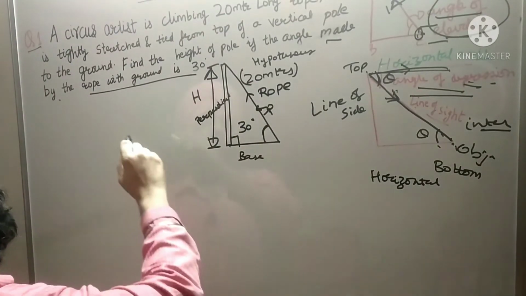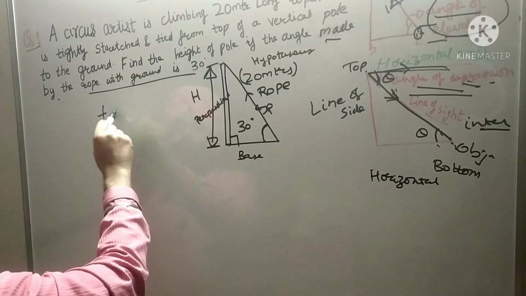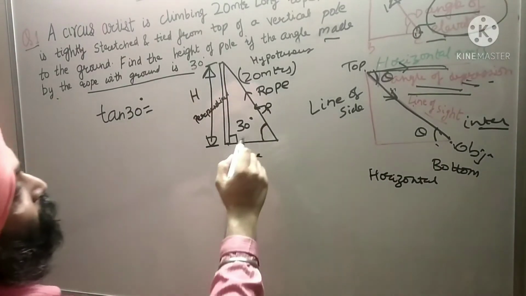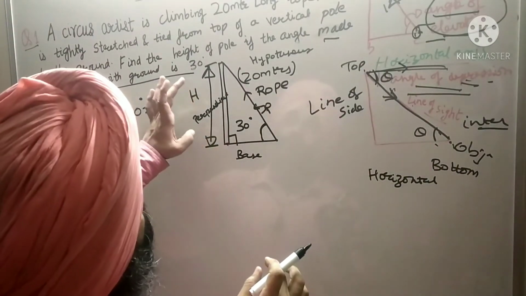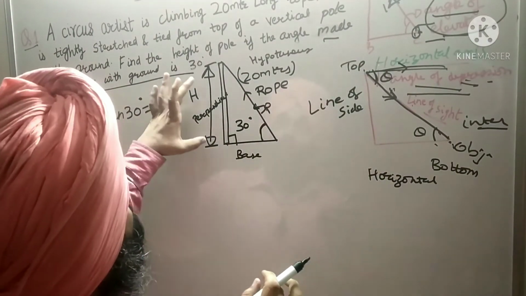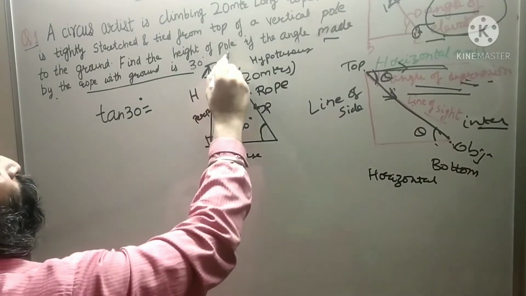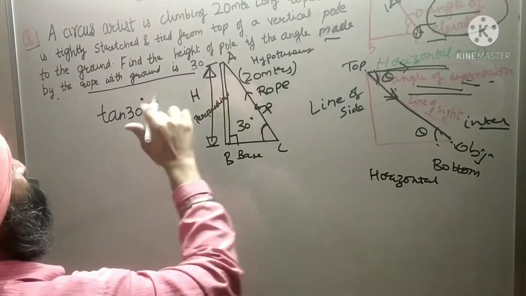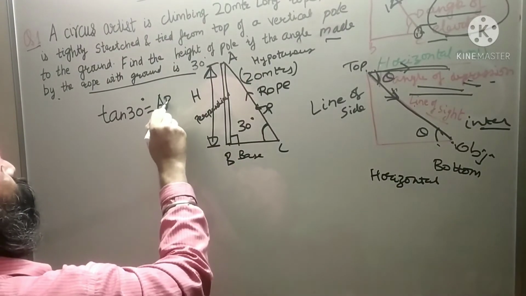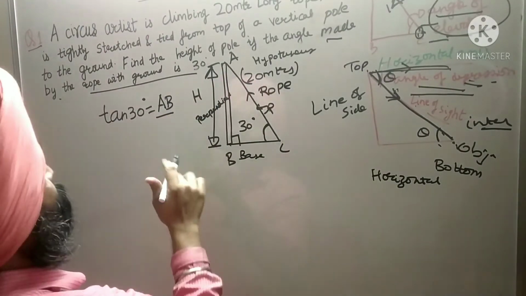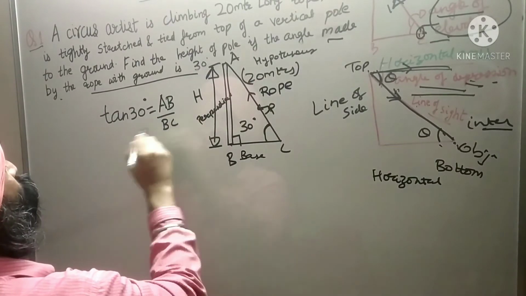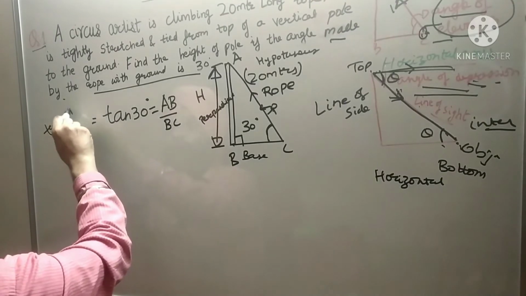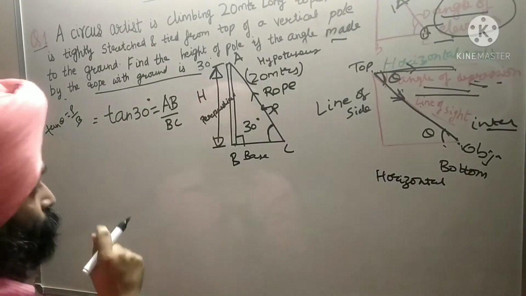So what do we actually have to find here? Firstly we will find tan 30, because tan 30 is perpendicular by base. Suppose this is triangle ABC. Here AB is the perpendicular, and the base is BC. Tan theta is always equal to P by B, perpendicular by base.